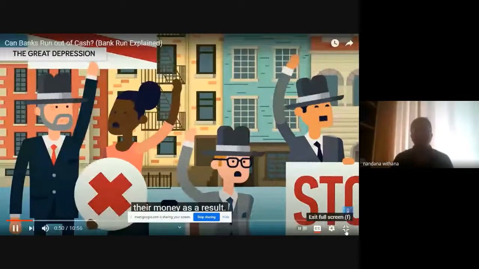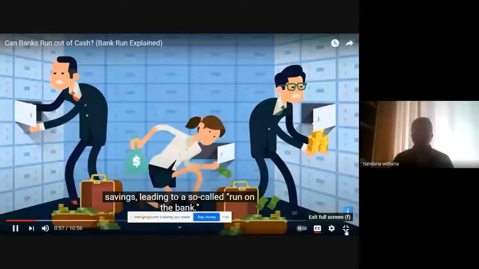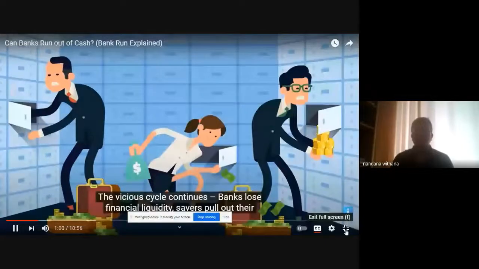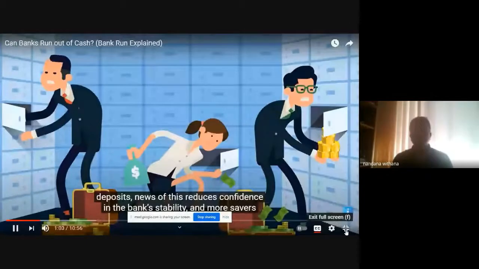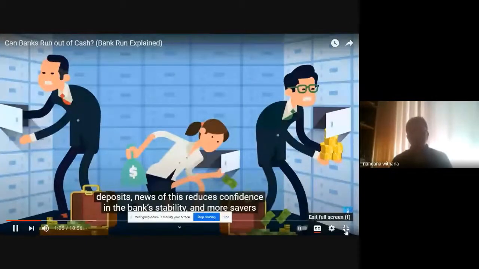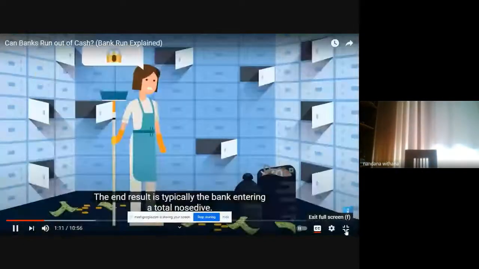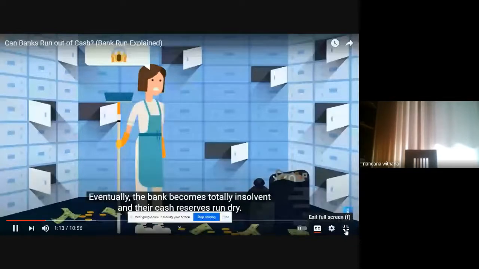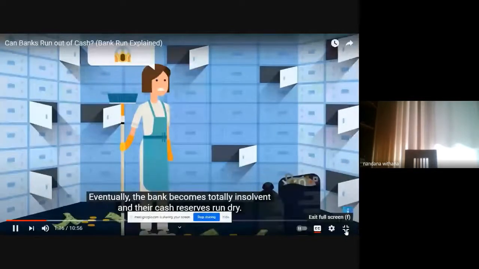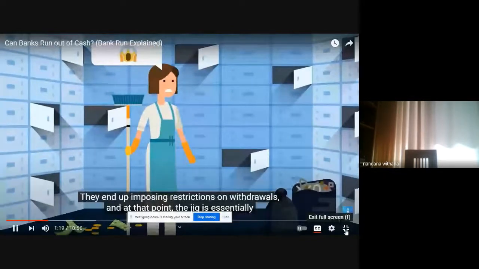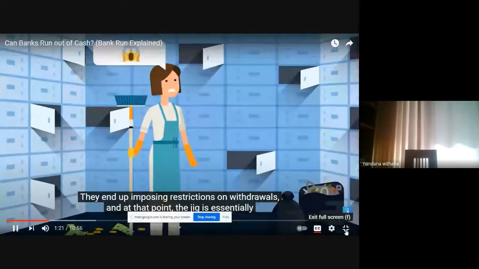This then becomes a self-fulfilling prophecy, as depositors make a mass withdrawal of their savings, leading to a so-called run on the bank. The vicious cycle continues. Banks lose financial liquidity, savers pull out their deposits. News of this reduces confidence in the bank's stability, and even more savers pull out their deposits as a result. The end result is typically the bank entering a total nosedive. Eventually, the bank becomes totally insolvent and their cash reserves run dry. They end up imposing restrictions on withdrawals, and at that point, the jig is essentially up.